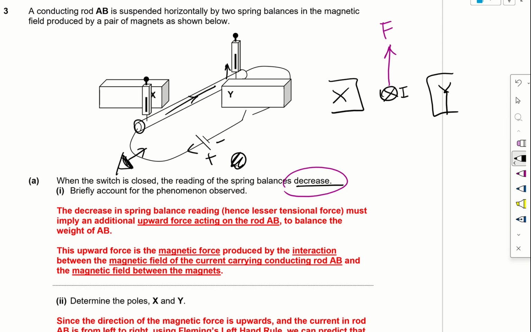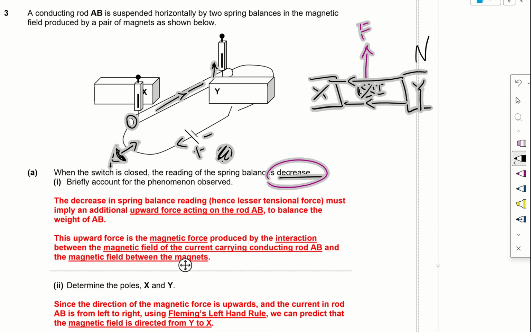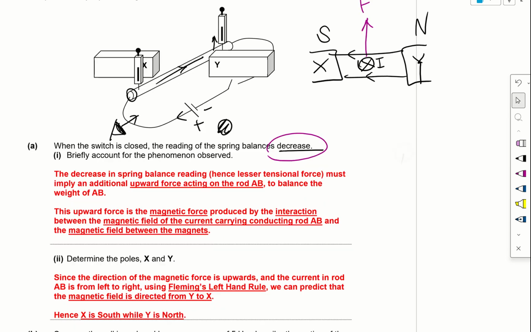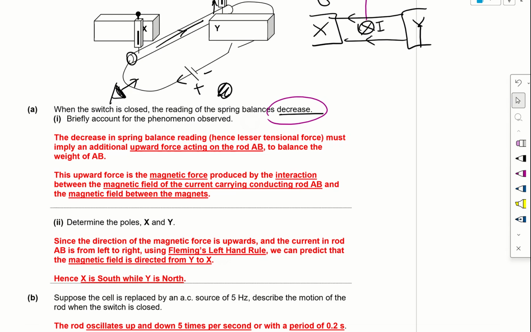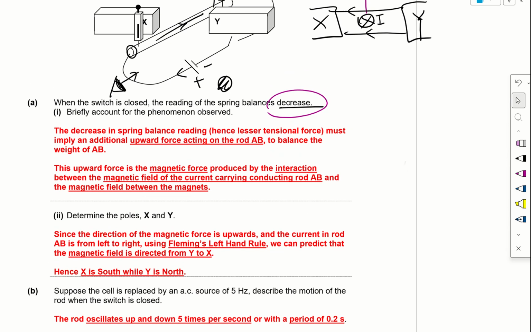So I'll use Fleming's left hand rule. If you're looking at the screen now, my thumb is pointing upwards like the force. My middle finger, the current, is pointing into the page. So that means my first finger is pointing from right to left. Magnetic field lines always come out from north and enter the south. Therefore, X is south while Y is north. So this is how we determine the poles.